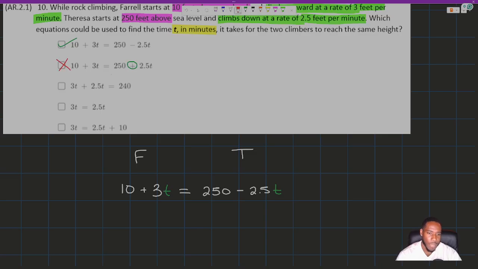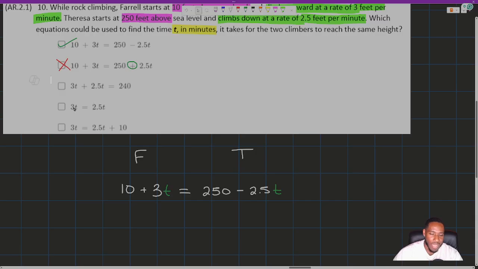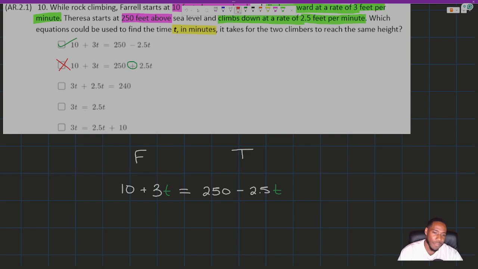Okay? Now we look at the fourth answer choice and we see that 3 times t equals 2.5 times t, and that just doesn't work because there's no real number that if we multiply it by 3 and by a smaller number, 2.5, that you would get the same answer. And that equal sign tells us the answers need to be the same. So that one doesn't work either.